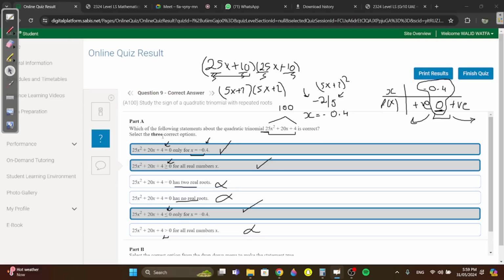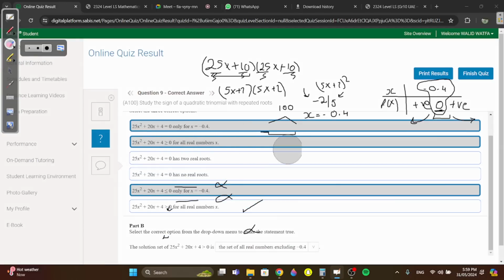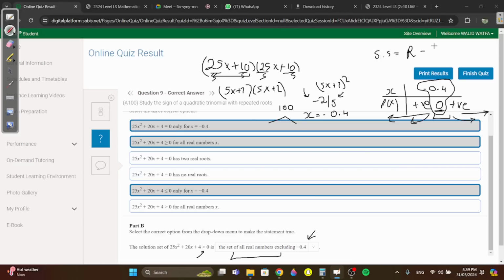Question part B. Okay, I'm not going to erase. I just want this solution. Okay, the solution set here, they actually gave it to you, is greater than 0. When is it greater than 0? It's all real numbers excluding minus 0.4. When is it positive, meaning? It's always positive except at minus 0.4. You could rewrite this and say that the solution set is all real numbers except minus 0.4. Okay, that's just a fancy way of writing. Anyway, all real numbers except minus 0.4.